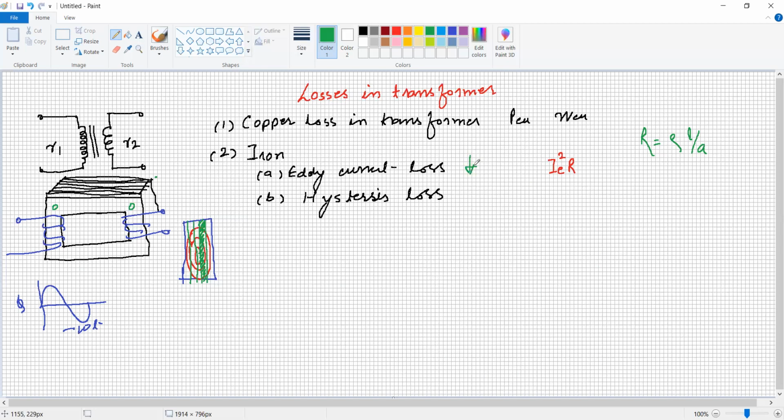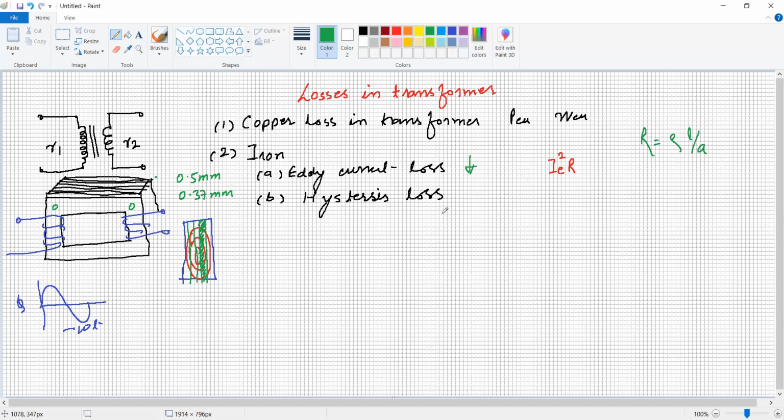So this is the one method. It is used as 0.5 mm or 0.37 mm thickness of the laminations are there. So this is called an eddy current loss. It will give the active loss in the core material.